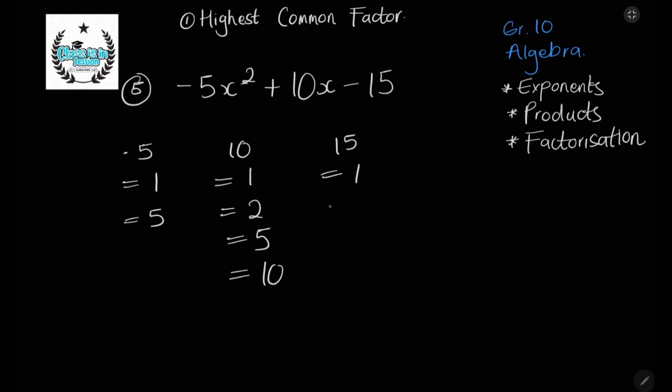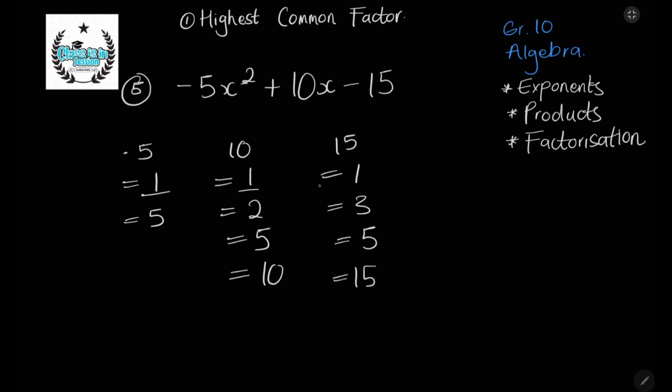15 divided by 1 works. 15 divided by 2 leaves a remainder. 15 divided by 3 doesn't leave a remainder. 15 divided by 4 leaves a remainder. 15 divided by 5 doesn't leave a remainder. 15 divided by 6 up to 14 all leave remainders, so we're left with 15. Now what are the common factors?